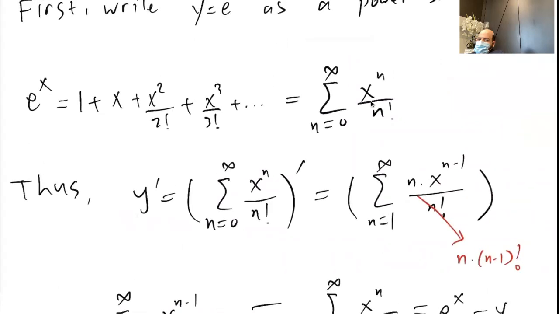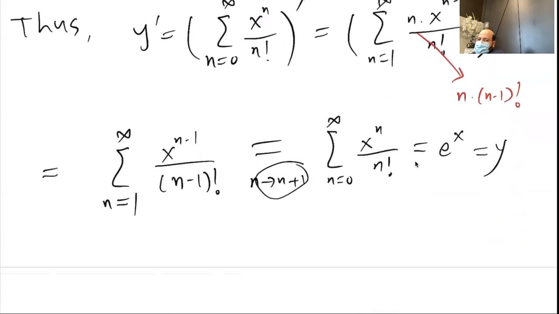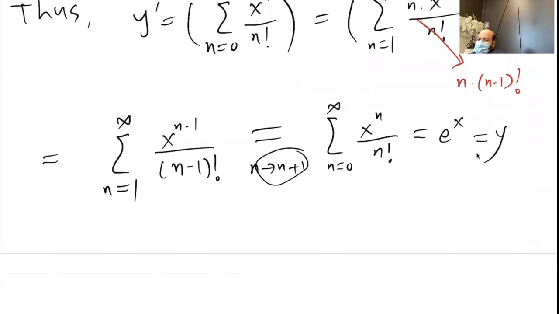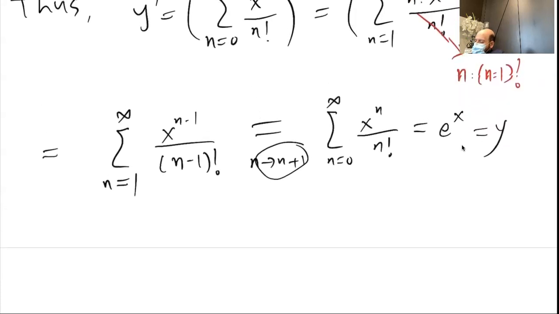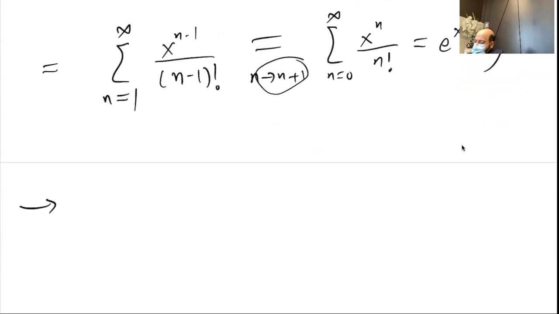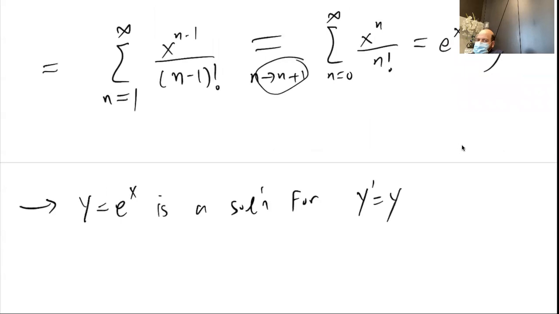So we started with y prime. After some simplification, we saw that y prime is also e to the x, which was y. So that means e to the x is a solution for this differential equation. So y equals e to the x is a solution for y prime equals y.